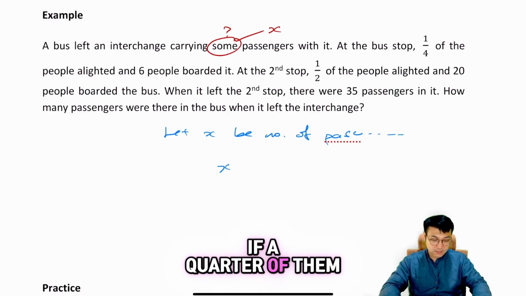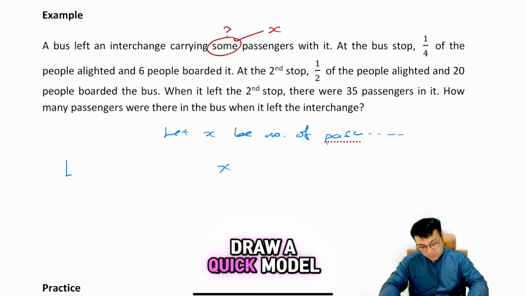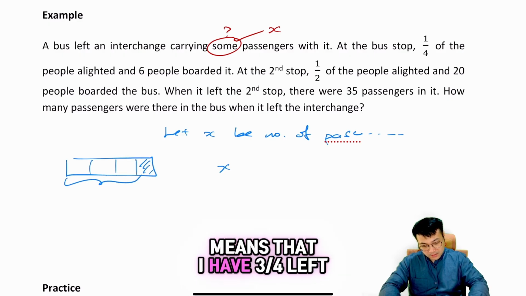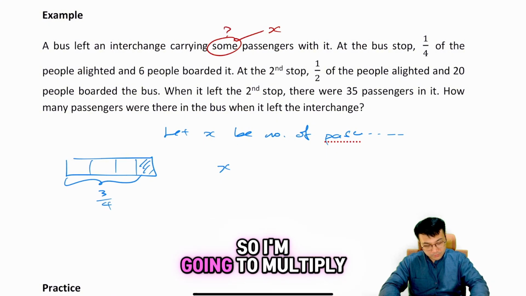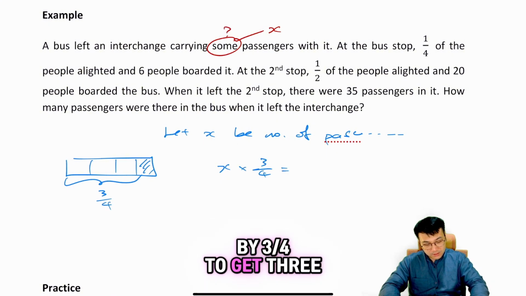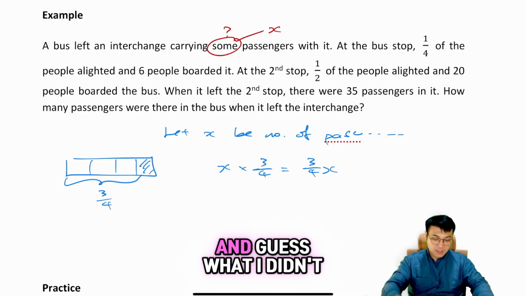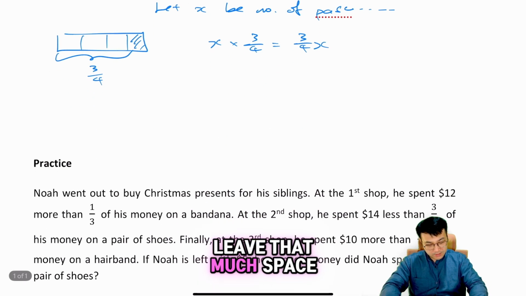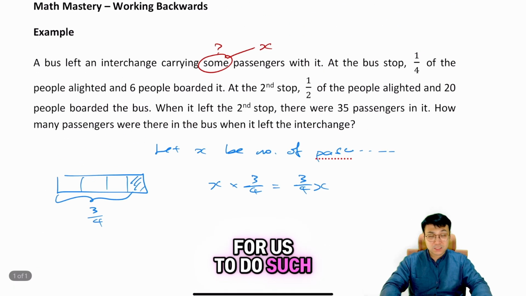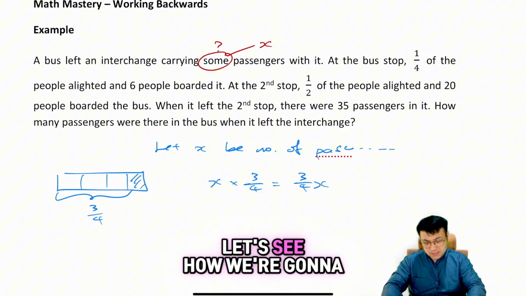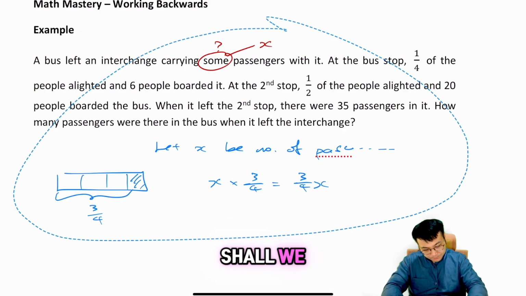All right, if a quarter of them alighted, if I were to just draw a quick model, 1/4 of them alighted, it means that I have 3/4 left. So I'm going to multiply by 3/4 to get 3/4 x. You can already start to see how complicated this is going to become. And guess what? I didn't leave that much space for us to do such long workings because I know we can solve it in one step. Let's see how we're going to solve it in one step, shall we?